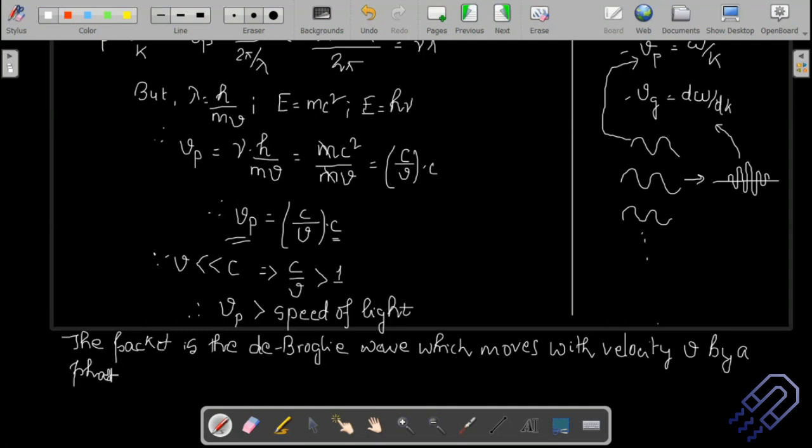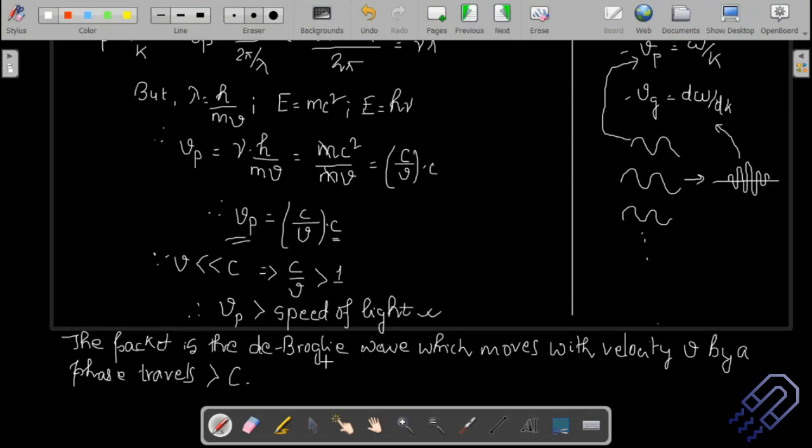So if we have a group of waves, you have individual waves within the group, which is called the phase of the wave, which will actually travel greater than the speed of light, greater than c. We may or may not write this sentence, but for the proof, I think up to this much is okay. So that's the proof for how the phase velocity is greater than the speed of light.